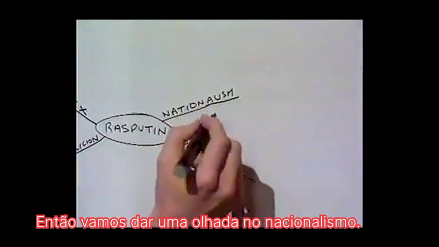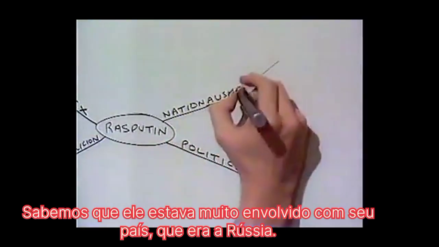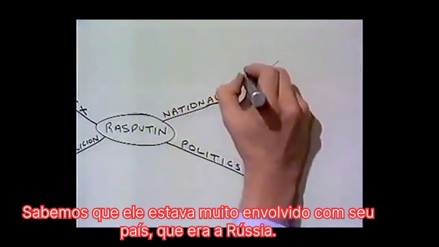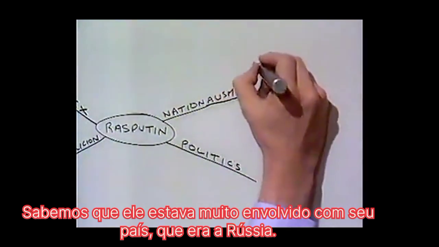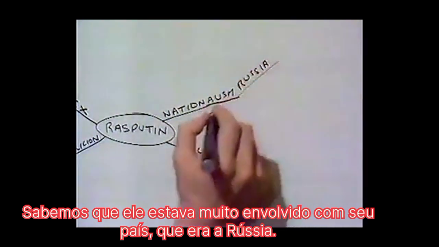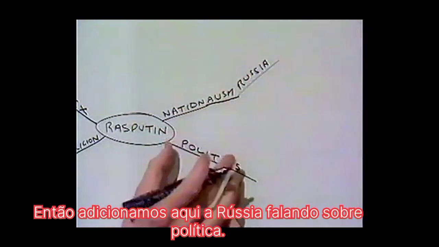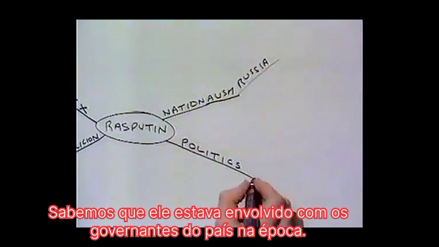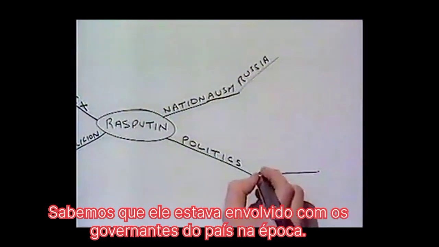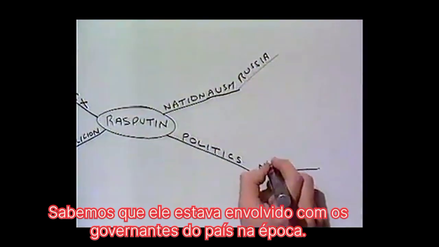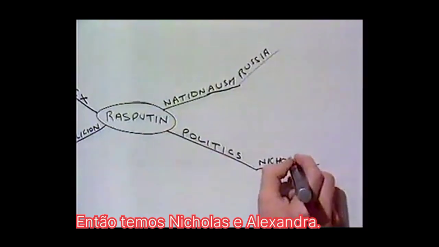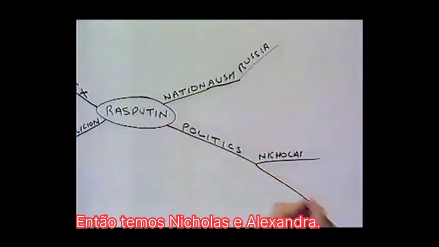So let's have a look at nationalism. We know that he was very involved with his country, which was Russia. So we add here Russia. Coming down to politics, we know that he was involved with the rulers of the country at the time. So we have Nicholas and Alexandra.